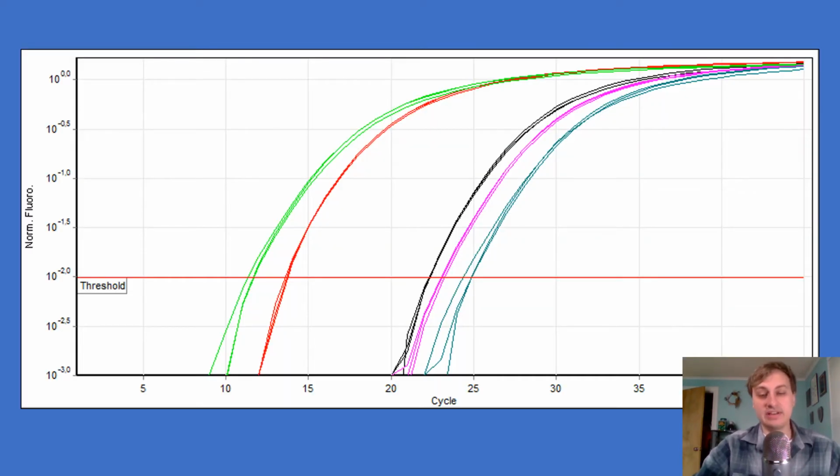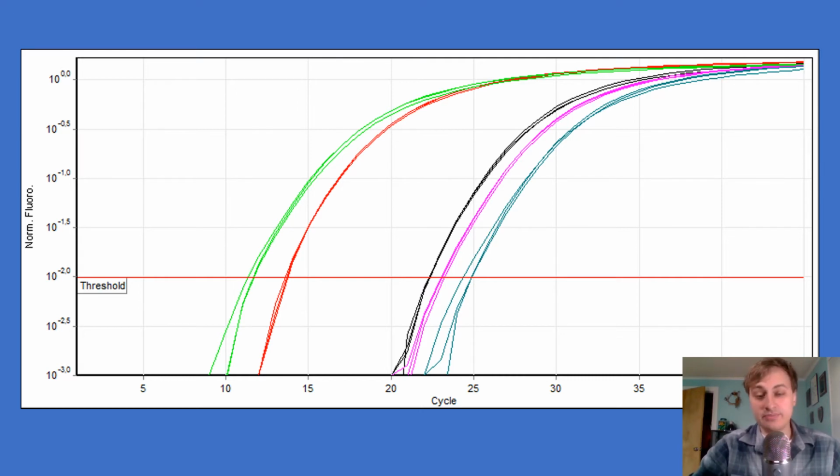In case you've never seen what's called a qPCR read, qPCR is a technique that we use to quantify the amount of DNA in a sample. This is what the readout looks like, and I did not know how to read this a few months ago, so if you struggle with this, that's totally fine.